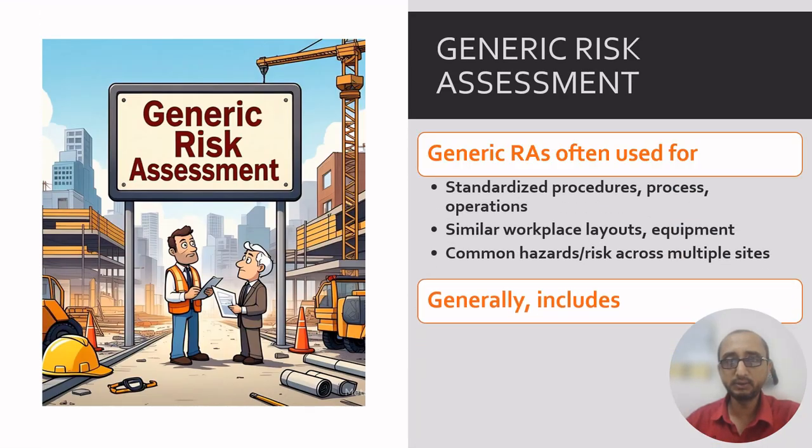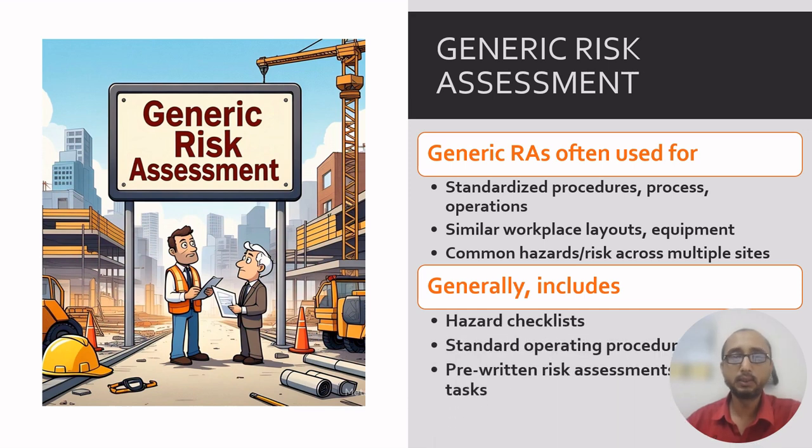We use these generic risk assessments basically in retail chains, shopping malls, fast food or hotel chains, and franchises, as their processes, procedures, and operations are standardized. They have similar types of layouts and equipment, and their hazards and risks are common across multiple locations. So in this generic risk assessment, basically we use a checklist, standard operating procedure, or pre-written risk assessment which is applicable at multiple locations.